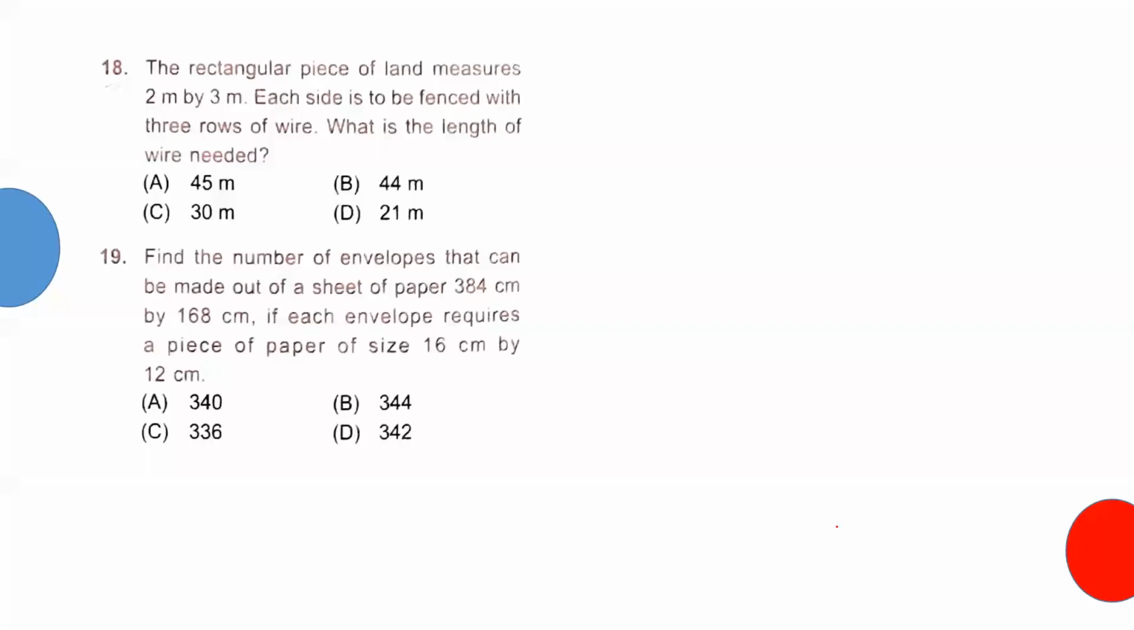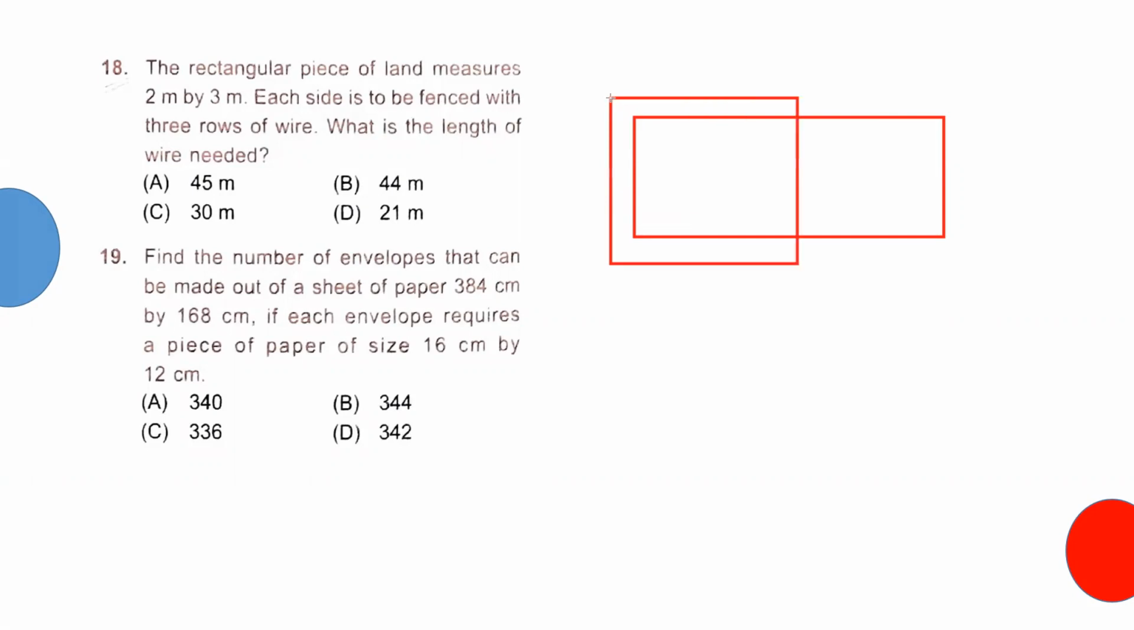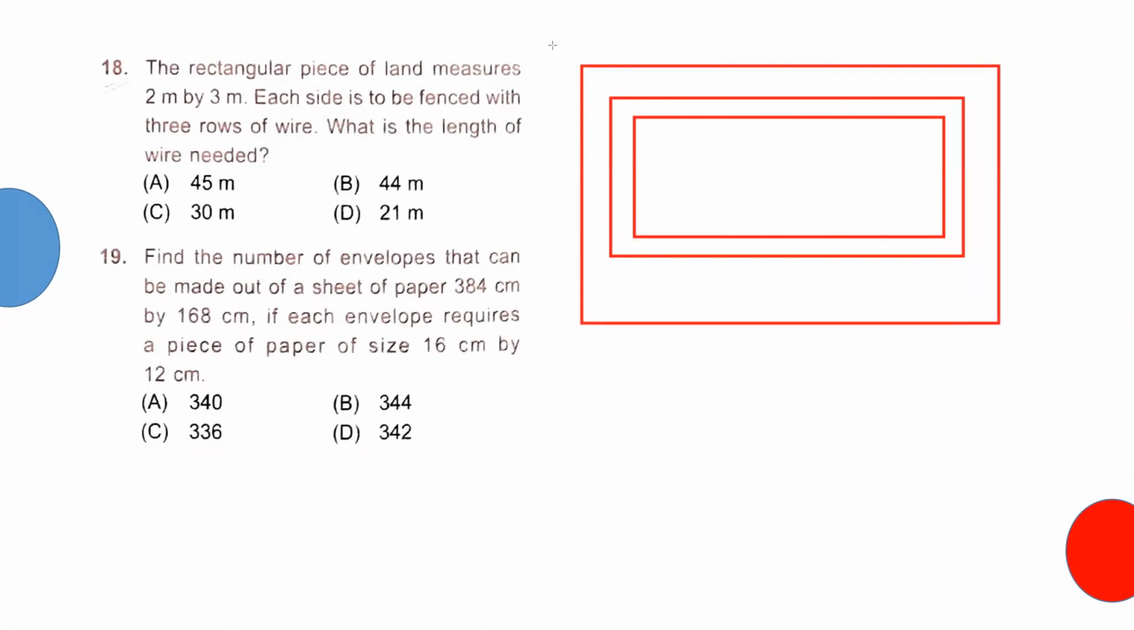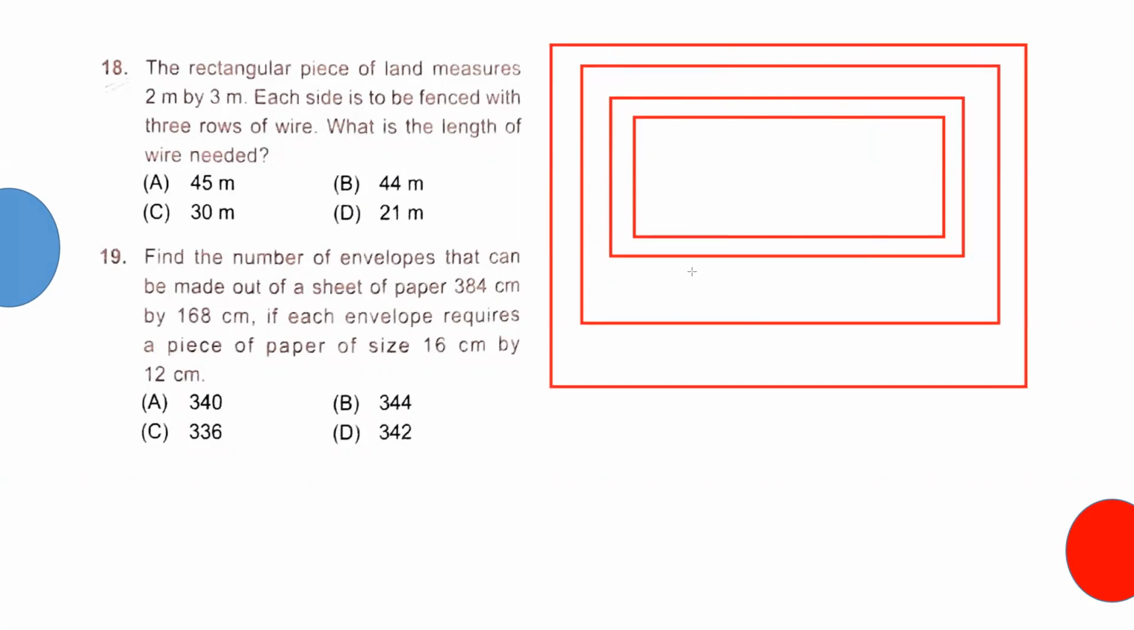So now if you go to the next question, a rectangular piece of land. So I have a rectangular piece of land and each side is to be fenced with 3 rows of wire. So you have to fence one round and then another round and then another round like this. It will not be spacious, it will be just 3 rounds, right?